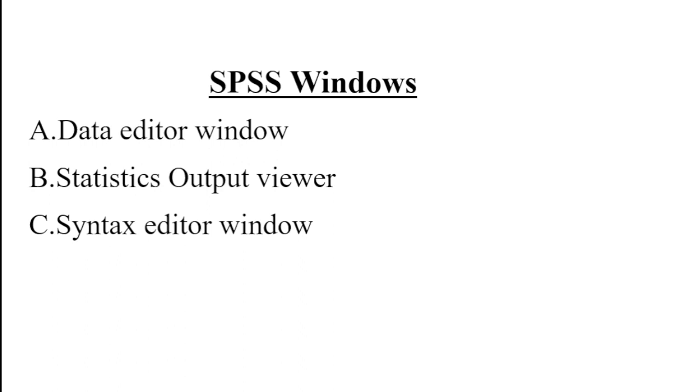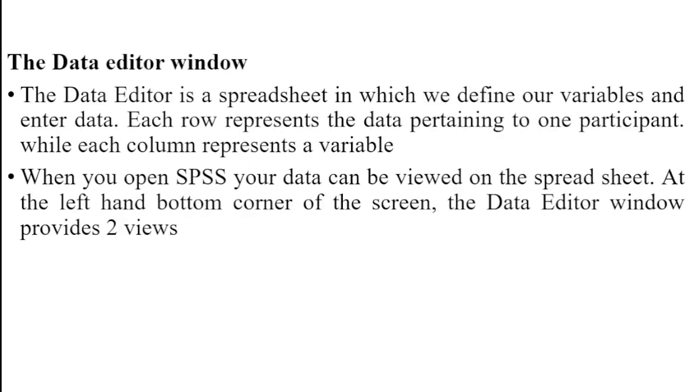So in SPSS there are three windows. First of all, we discuss what the first window is, the data editor window, and what we can get in the data editor window. Then we'll go into the output viewer, what it is and what it does. Then again we'll discuss the syntax editor window. In the data editor window, it is a spreadsheet, it consists of different spreadsheets.